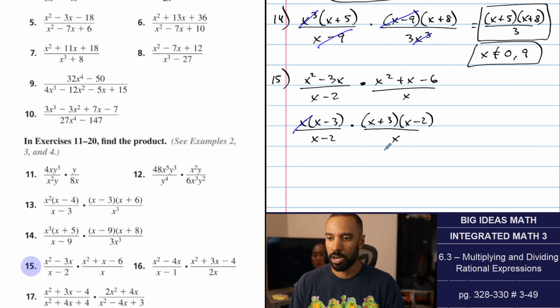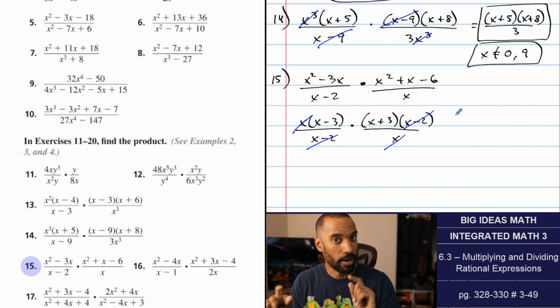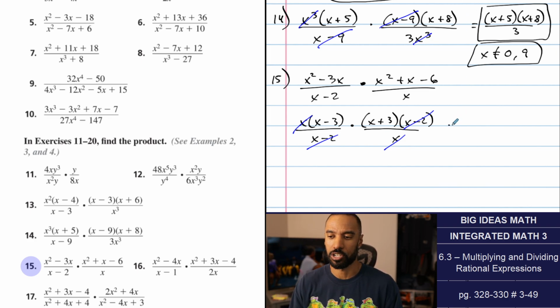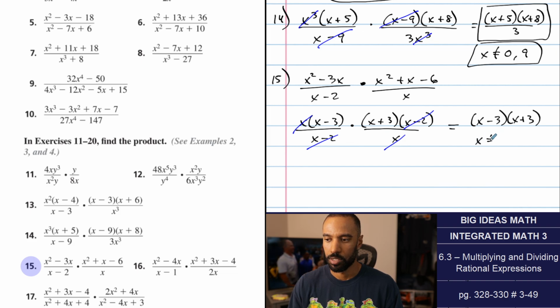Okay, x on top and bottom. x minus 2 on top and bottom. Nothing's on bottom. That's to say 1 is on bottom, but we don't need to write the fraction anymore. So we're left with x minus 3 times x plus 3, a difference of 2 squares. But there are still restrictions. x can't equal 0 or 2.